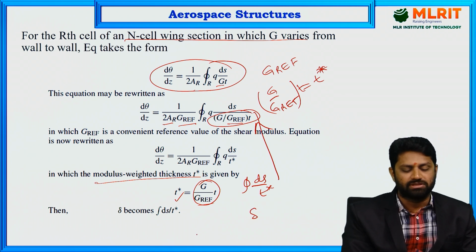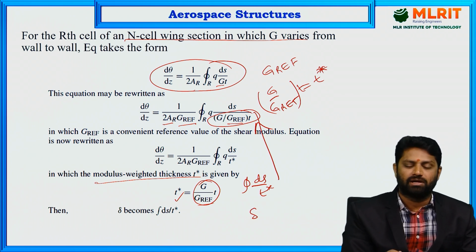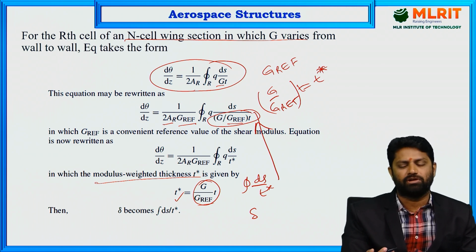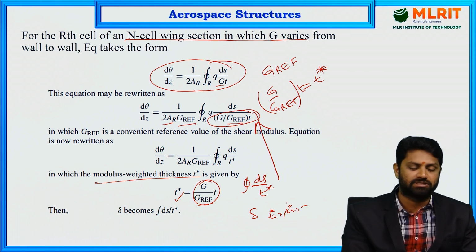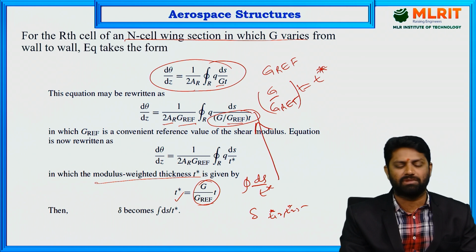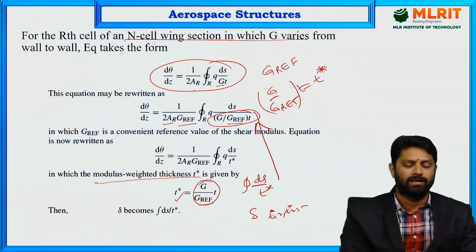Okay, so this is how we take it, and for the different walls there will be different values of G. You can choose any one modulus of rigidity as the G reference value and start finding t star. So you will find t star for wall 1-2, wall 2-3 and so on, and substitute in this, but the procedure will be the same as we just discussed in the previous analysis.